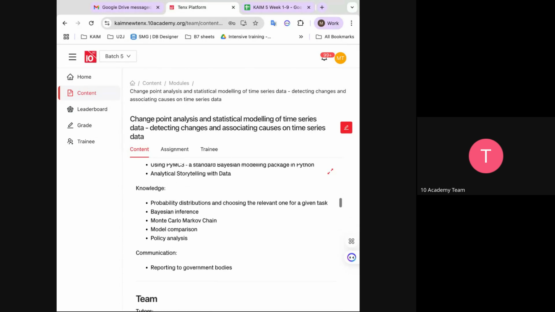So these are the knowledge lists that you will get. You will understand what's Bayesian inference, what's Markov chain Monte Carlo. What about model comparison and policy analysis? You will see different things from multiple angles.